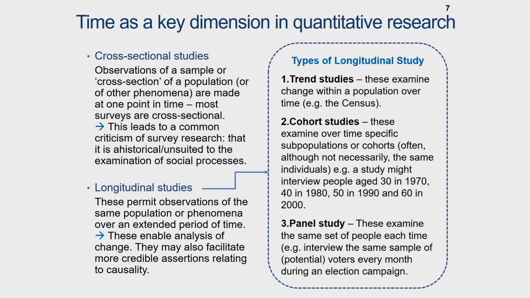A third kind of study with respect to longitudinal research studies are panel studies. These basically examine the same set of people each time. Example, when we are interviewing the same sample of potential voters every month during an election campaign. So, the cohort studies and panel studies differ with respect to the population that we are interviewing. The cohort studies may interview similar groups of population, but the individuals may not be the same, whereas in panel study we are investigating the same set of population over a period of time. And the method of inquiry is again the survey research methods.